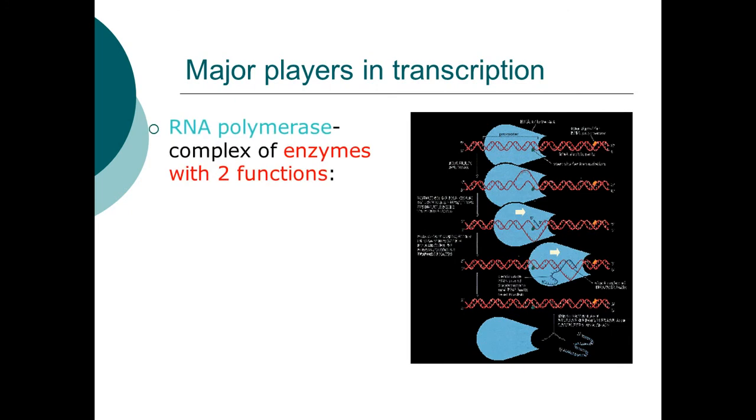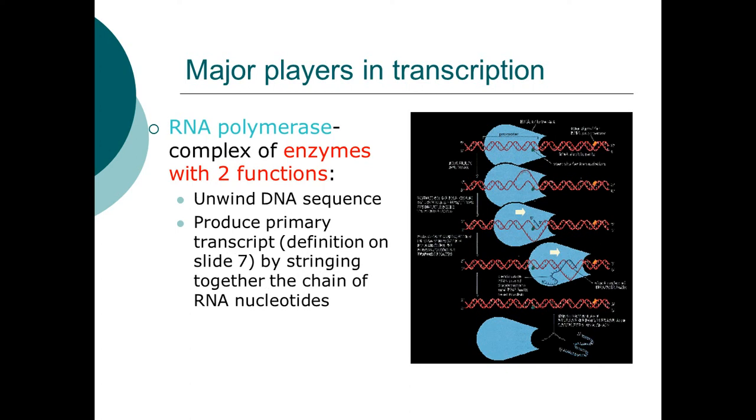The other major player is RNA polymerase. This is a complex of enzymes with 2 functions. They have 2 jobs. First, they unwind the DNA sequence, and then they produce the primary transcript. The definition of primary transcript, again, was the length of RNA that comes from the DNA. And they do this by stringing together the chain of RNA nucleotides. The nucleotides are the bases. So RNA polymerase is an enzyme that has these two jobs.